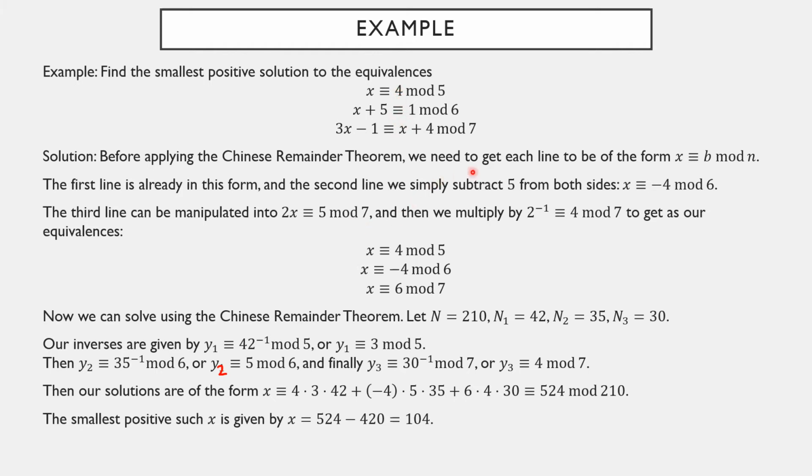You can double check your answer if you want by checking that it indeed does solve all three of the original, and because the bases are relatively prime, we know from the Chinese remainder theorem there is only one solution modulo 5 times 6 times 7, which was 210. So there's only one solution mod 210, and we found one solution that was less than 210. It must be the smallest positive solution.